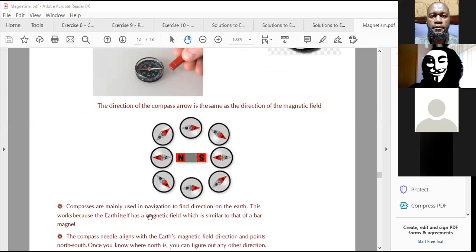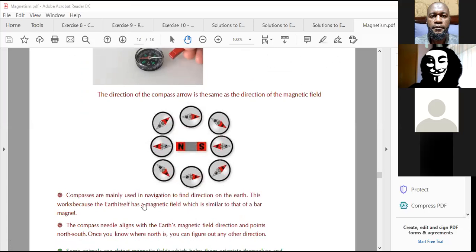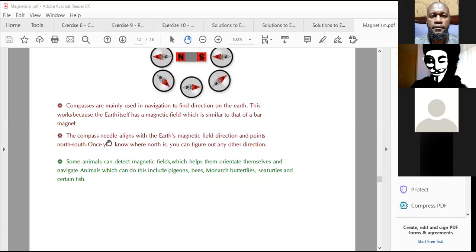Compasses are mainly used in navigation to find direction on the earth. This works because the earth itself has a magnetic field which is similar to that of a bar magnet. So the magnet on the compass is affected by the magnetic field of the earth. Basically, underground, the earth has metallic elements, so there's a magnetism which interacts with the one on the compass. The compass needle aligns with the Earth's magnetic field direction and points north, south.